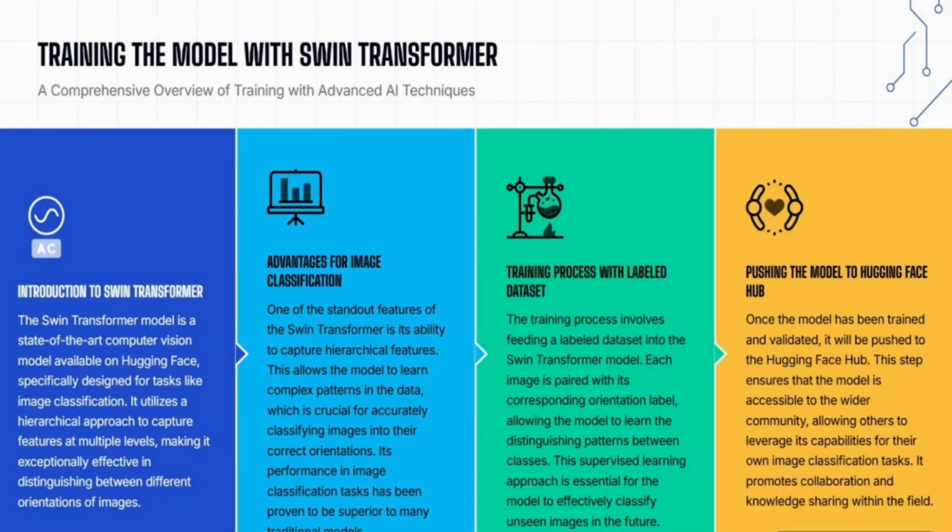Have a look at training the model using Swin Transformer. To classify these images into the right orientation, we'll use a Swin Transformer model, which is a cutting edge computer vision model available on Hugging Face. Now the question arises: why Swin Transformer? Because it's great at capturing hierarchical features and works incredibly well on image classification tasks. So we'll train the model on a labeled data set. The training involves feeding the images and their orientation labels into the model, allowing it to learn patterns that differentiate each class. Once trained, we'll push the model to the Hugging Face hub, so it is accessible to everyone.